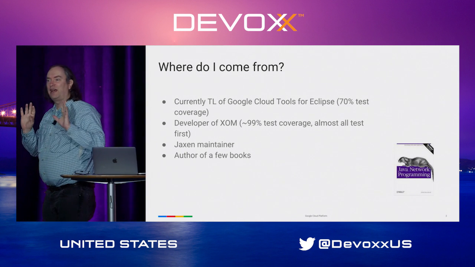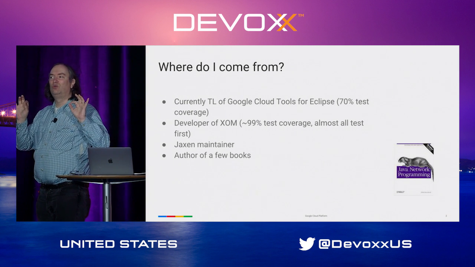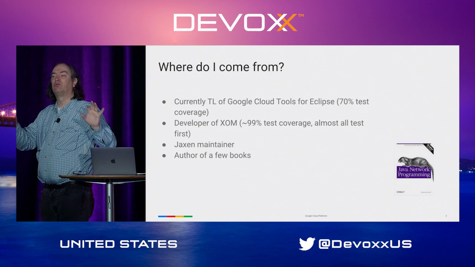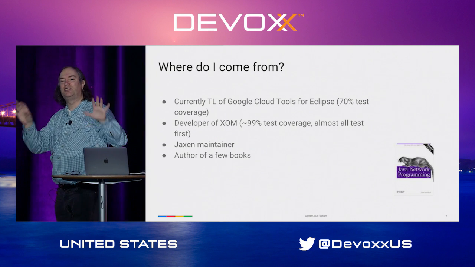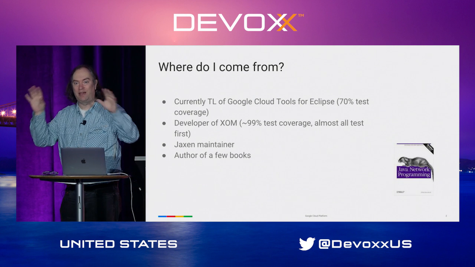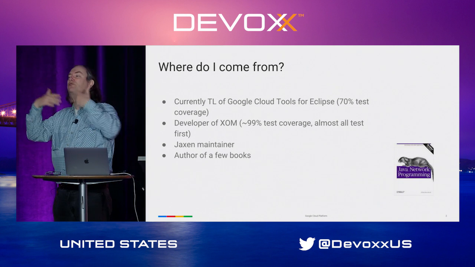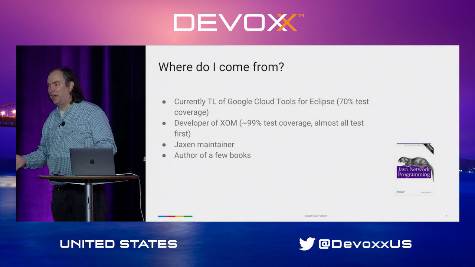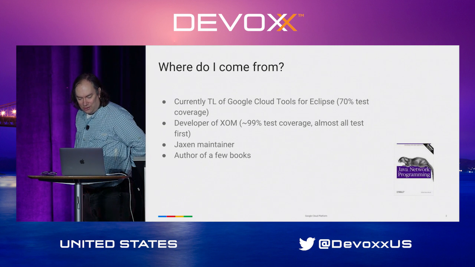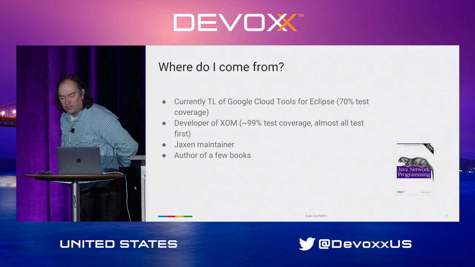I mean, really, the only things that aren't covered are catch blocks for checked exceptions that can't actually happen, but you have to put them in there anyway just to make the compiler happy. So that was written test first, and that worked really well.